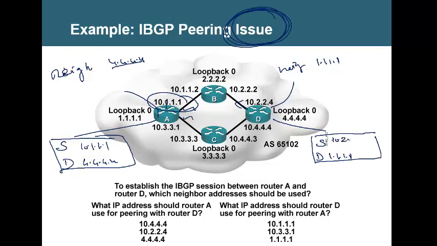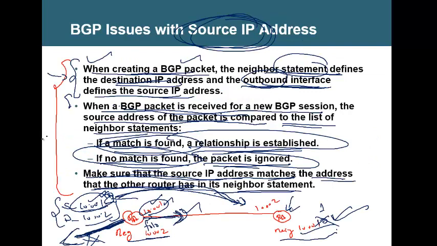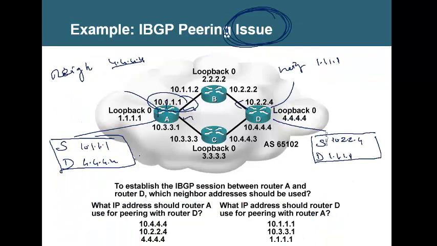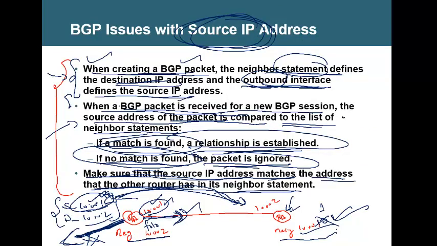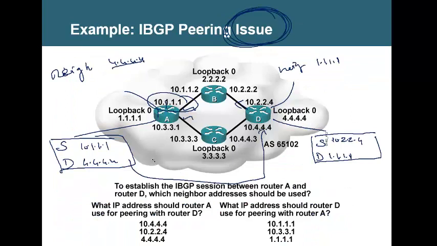10.2.2.4. Okay. Now, this is the BGP packet. You see, the second statement says, when a packet is received, now let us go and receive. This packet is now received on router D. When a packet is received, the BGP source address of the packet is compared to the list of neighbor statements. Meaning, this address is compared with the neighbor statement. Is the source address matching with the neighbor statement?